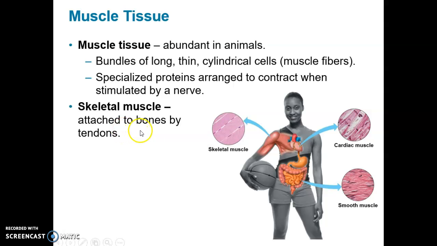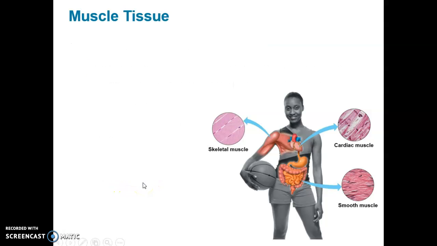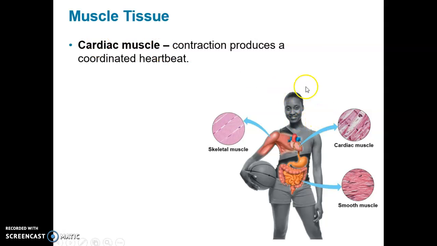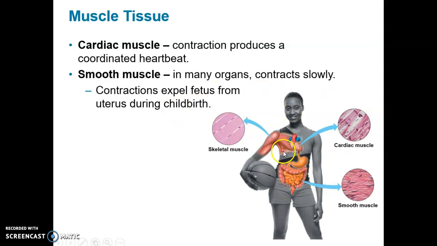So skeletal muscles are attached to bones by tendons. Tendons are connective tissue. And the function of skeletal muscle is to move the skeleton and then move us through voluntary muscle contraction. In other words, you are under conscious control of your skeletal muscles. Cardiac muscle. Muscle of the heart. Its contraction produces the coordinated heartbeat pumping of the heart to propel blood to the cardiovascular system. And then smooth muscle in the walls of many organs contracts relatively slowly, and its main function is to propel food through the digestive system.